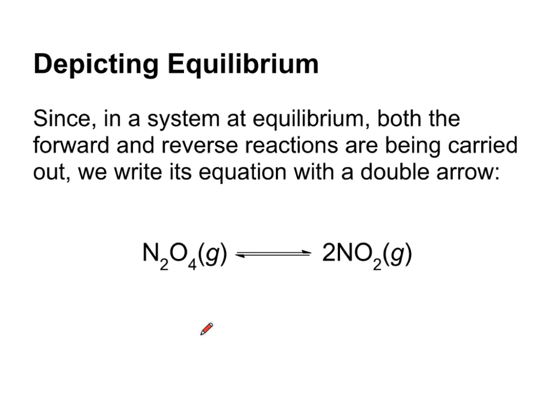Since in a system at equilibrium both the forward and reverse reactions are going on at the same time, we write its equation with a double arrow pointing left and right instead of one that just points to the right. So this one, it's got two half arrows, one to the right, one to the left.